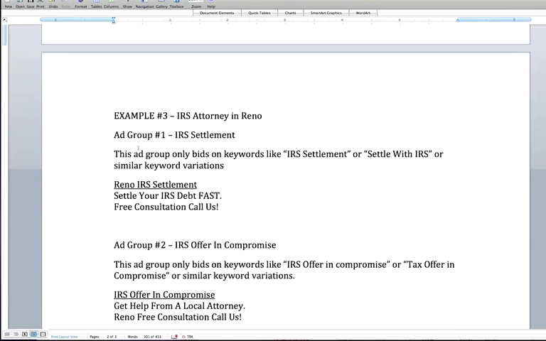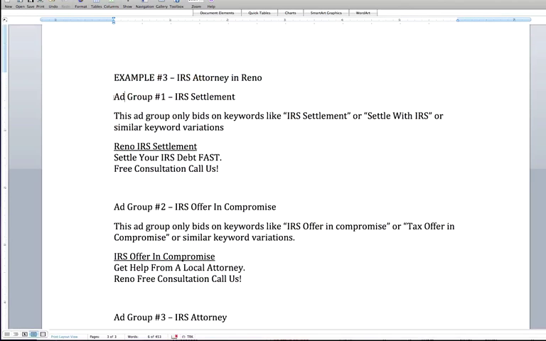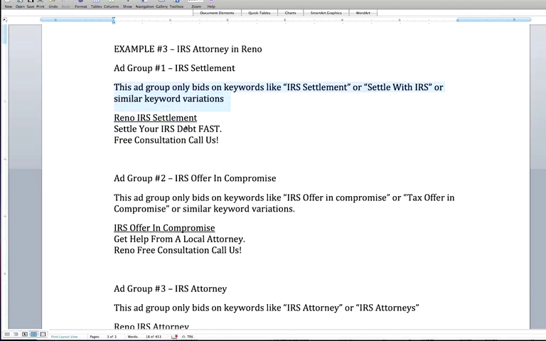Now, one more example here I made for you so you can see for an attorney. So 3 very different niches that I picked here to show you examples of. Let's say there's an IRS attorney in Reno, okay? Ad group number 1 might be IRS settlement. He might be trying to find people that want to do a settlement with the IRS, and then they pay him to settle with the IRS. So this ad group's only going to bid on keywords like IRS settlement or settle with the IRS or similar keyword variations.